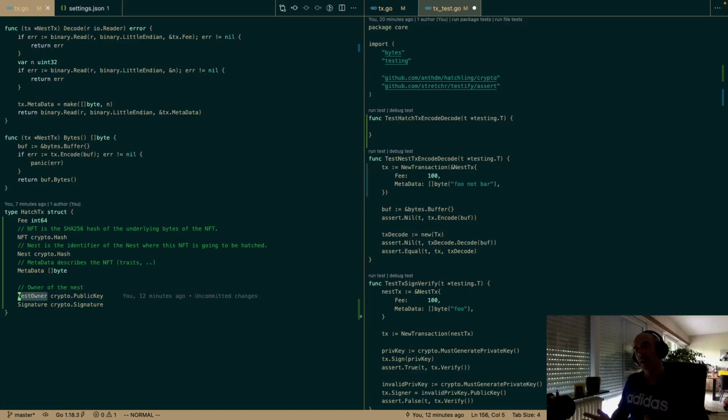So if you are hatching an NFT into a nest, you need the approval of the nest owner. The nest owner needs to sign your hatch. The nest owner needs to sign that transaction. So we can verify that if somebody's hatching into a specific nest, there is a signature of that owner and it needs to be verified. That's very important. And in that way, we can also distribute royalties to the initial creator of the nest.